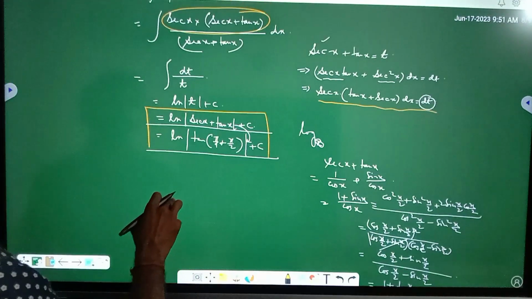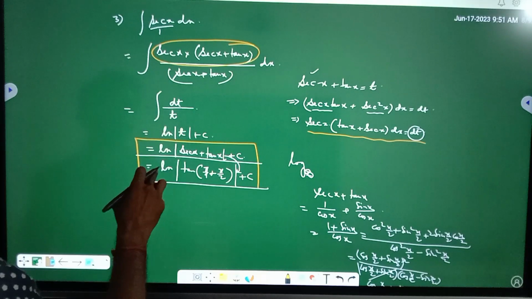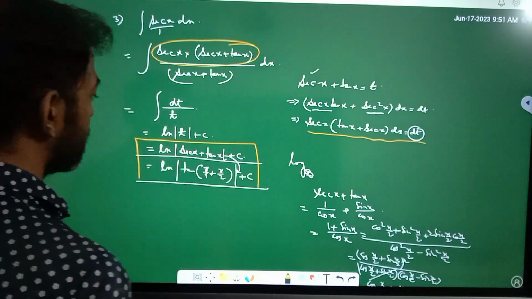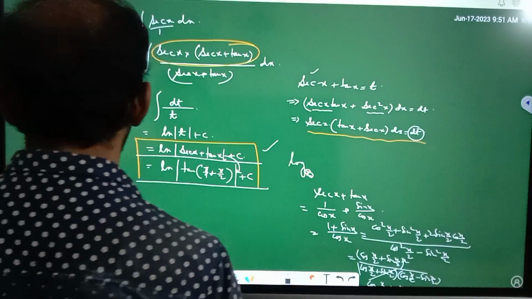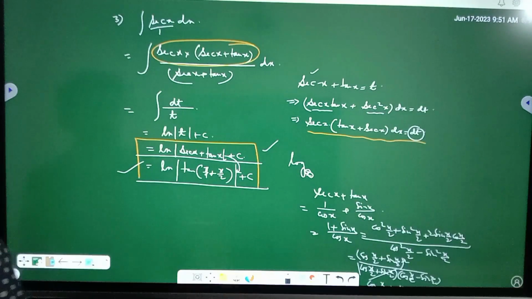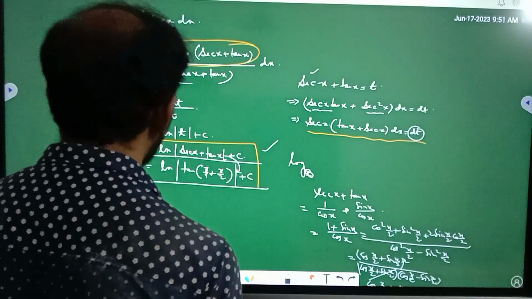So that's our actual derivation. So you may write integration of sec x dx equals log mod sec x plus tan x plus c. You may use this formula, and you may also use that formula, log mod tan of (pi by 4 plus x by 2) plus c. Now what about the next formula?